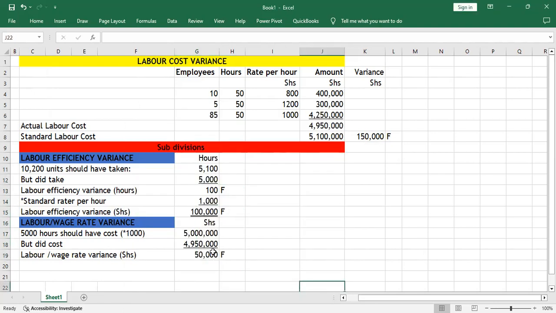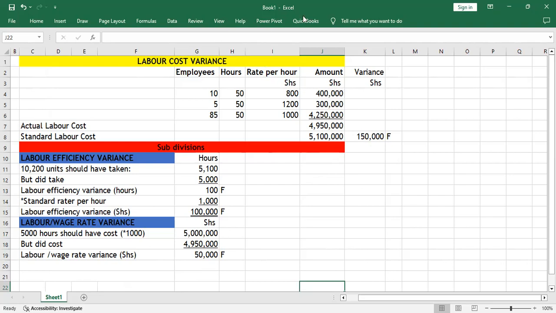Then the labor, or the wage rate, variance is also favorable. That is 50,000. The standards are greater than the actual costs that were incurred. By the way, when you add the labor efficiency variance with the labor rate variance, you should get the labor cost variance. That is if you want to verify: 100,000 plus 50,000 favorable gives you 150,000 favorable.